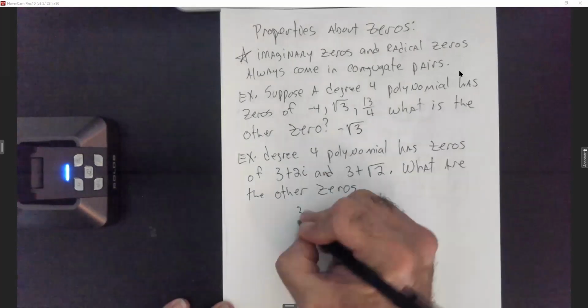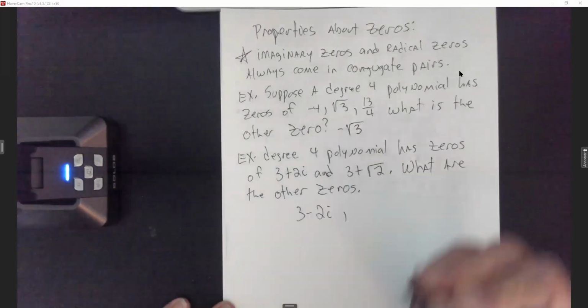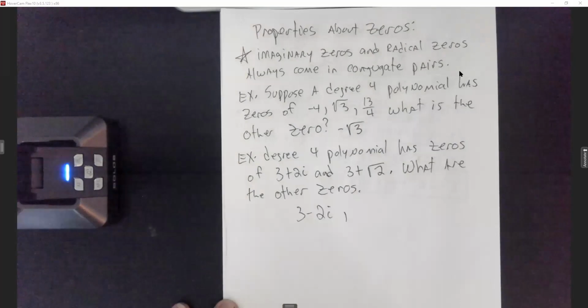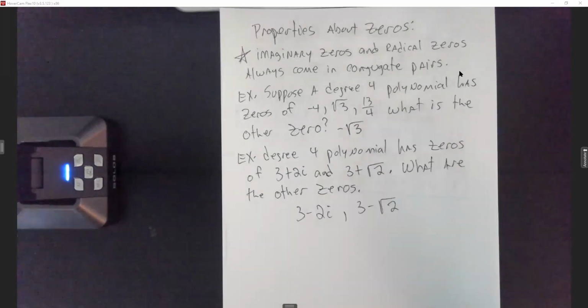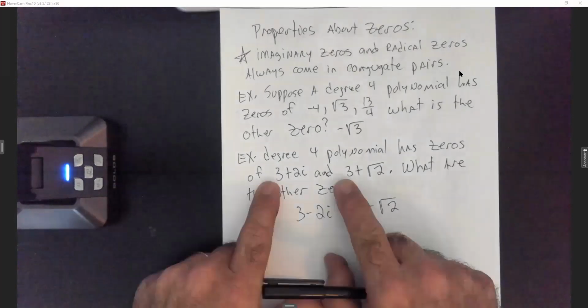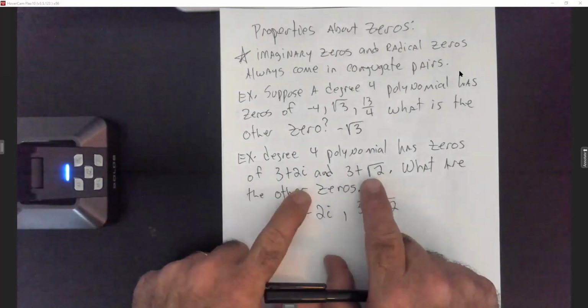3 minus 2i. That's very good. And 3 minus square root of 2. Awesome. Notice we didn't change the 3. We only changed the part where the radicals were, or the imaginary. So good job.